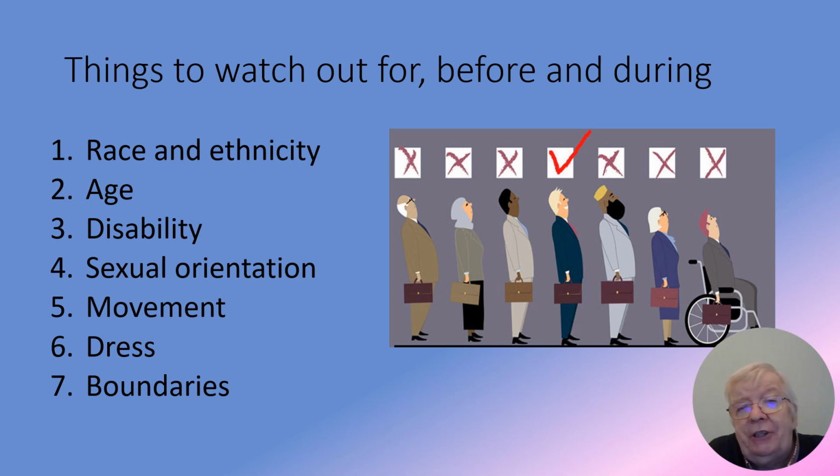And just some of the things to watch out for before and during the session, so that it doesn't cause any difficulties. Race and ethnicity, age, disability, sexual orientation, movement, dress, and boundaries. All of those kinds of things you need to have them in your head, and so to make sure that there is sensitivity to those things, and that things aren't done inadvertently that cause difficulty around any of those situations, and that the structure of the session doesn't impinge badly on particular races or ethnicities or ages or people with disabilities or anything like that.